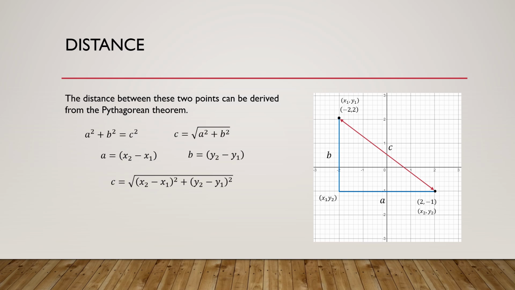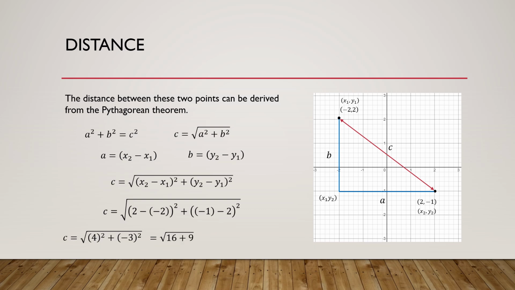Next, we insert the values for our x's and y's and simplify. 2 minus negative 2 is 4, and negative 1 minus 2 is negative 3. 4 squared is 16, negative 3 squared is 9, 16 plus 9 is 25, and the square root of 25 is 5. Therefore, the distance of c is 5 units of measure.